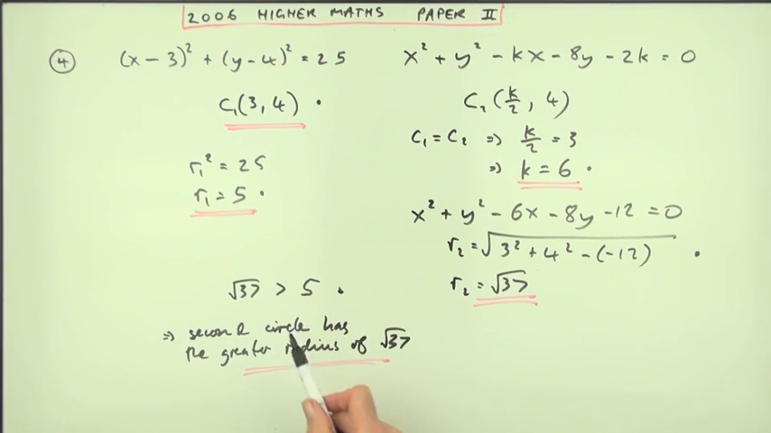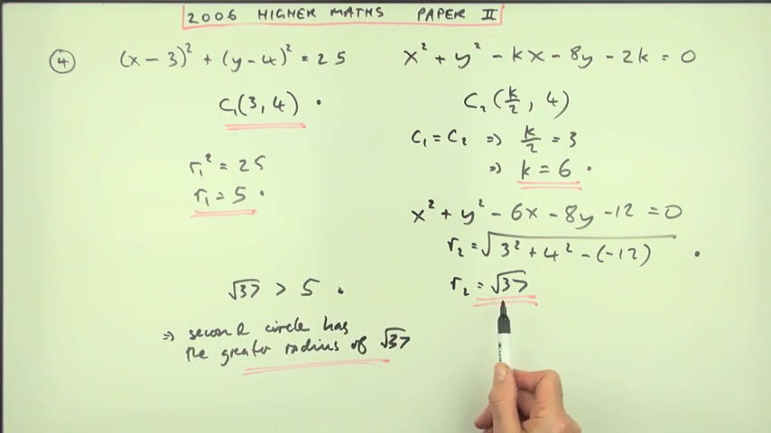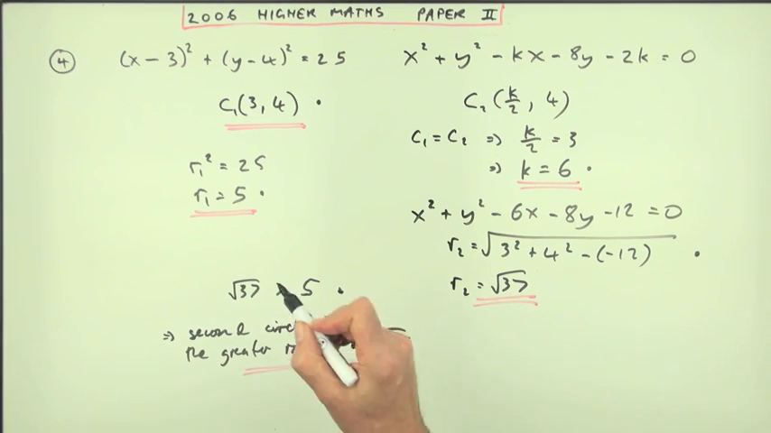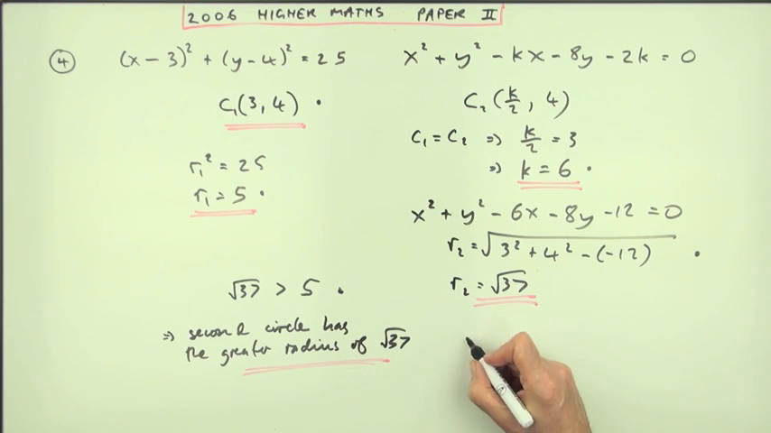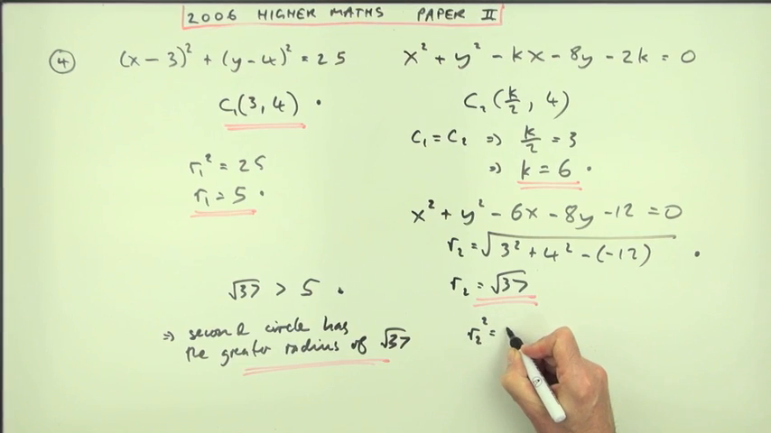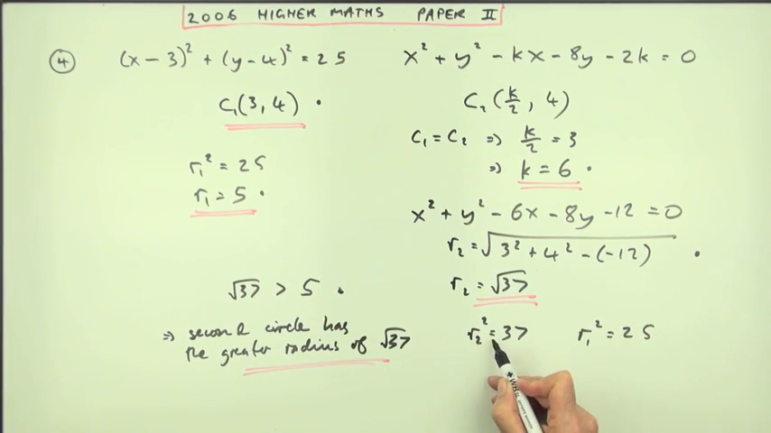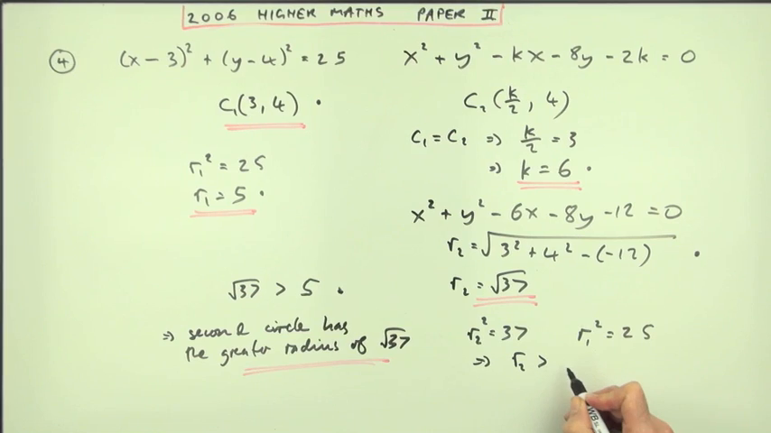One last little bit. This comparison business about which of these numbers is bigger. If you want to compare two numbers, they have to be in the same form. Well, that's a root and that's not. So either you'd have to write that as root 25, or just write this instead. If you want to compare two numbers, compare their squares. R2 squared is 37. R1 squared is 25. If that square is bigger than that square, then that number is bigger than that number. I would have written that down, which means that R2 is greater than R1, which means that the second circle's got the greater radius. Still, that's all they wanted.